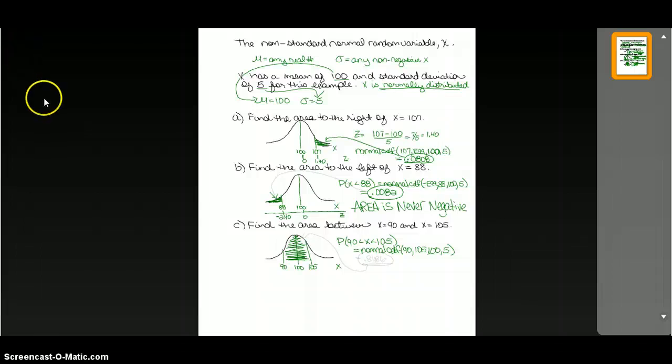90. Okay, and I'm getting 0.8186 when I round. And that, once again, is this area right here between those two values. And remember, this one is that right there.